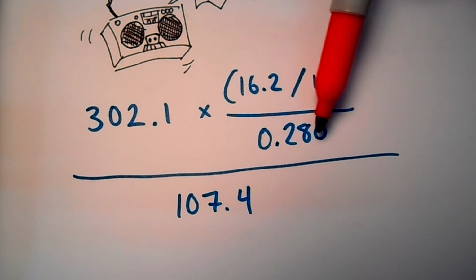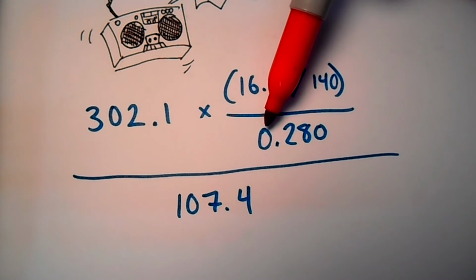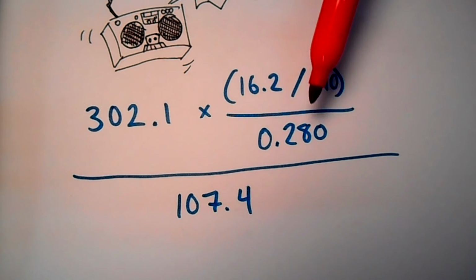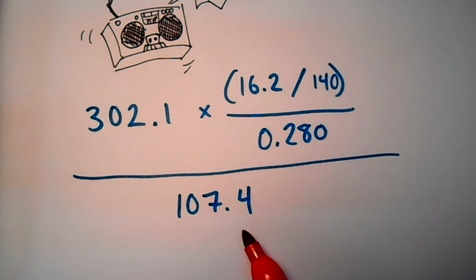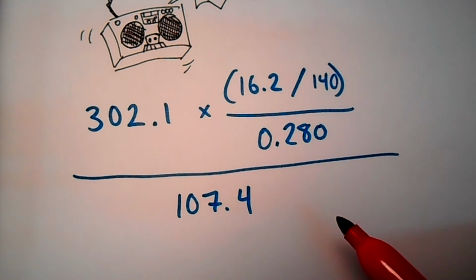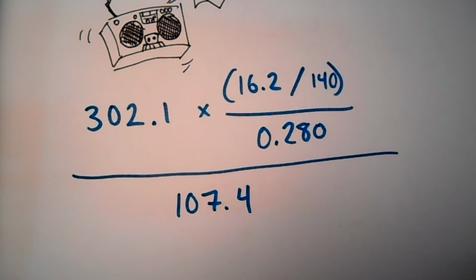0.280 actually has 3 sig figs. This 0 is a measured 0. This first one is just letting you know that the number starts in the tens place. This one here, though, is a measured value. 107.4 has 4. So this 140 has the least number of sig figs. It's only got 2. So our answer is going to have 2 sig figs. It's good to know that just going right in.